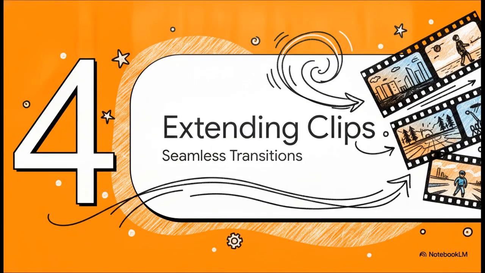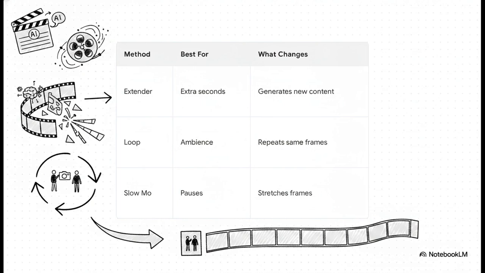All right, Section 4, extending clips seamlessly. And this brilliantly illustrates our next big hurdle. You've generated a stunning, stylistically perfect AI clip, but it's only 5 seconds long. Viewers will drop off instantly if a scene just ends abruptly without a proper narrative beat. We have to extend it.